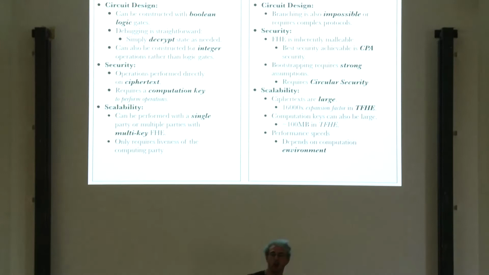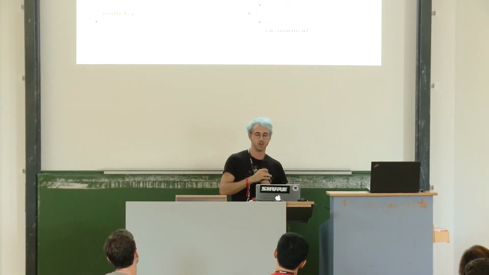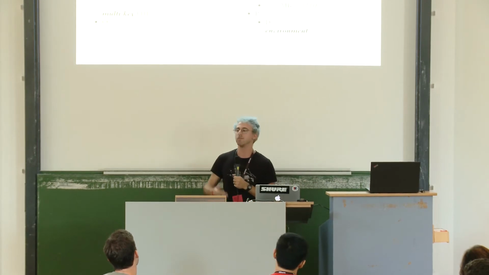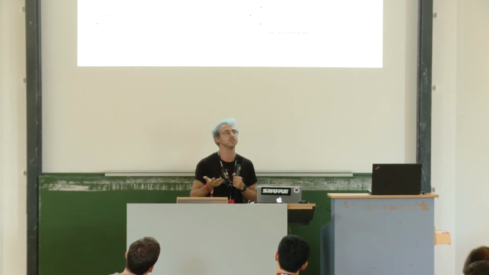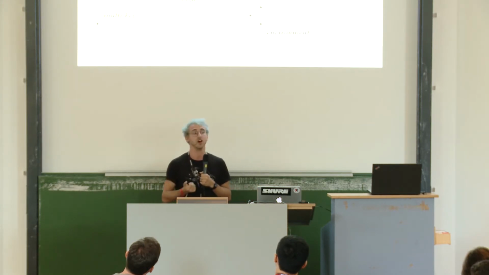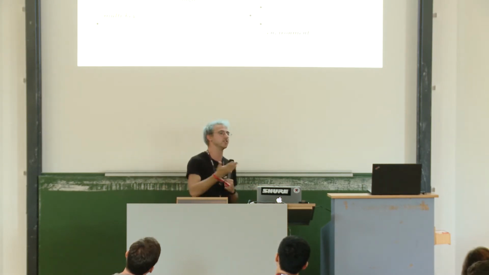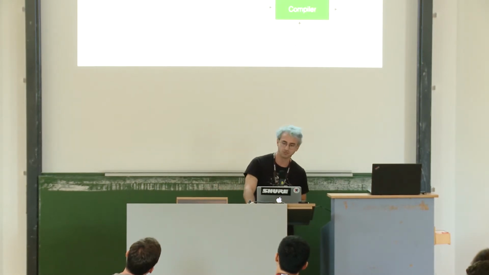Computation keys can also be large. So 100 megabytes for a little key that you distribute to somebody to actually perform the computation. And performance speeds are heavily dependent on the computation environment. So in some cases, specifically in NuCypher's contribution, we can actually perform these homomorphic computations on GPUs. So of course, it depends on the speed of your GPU to actually perform a fast computation.